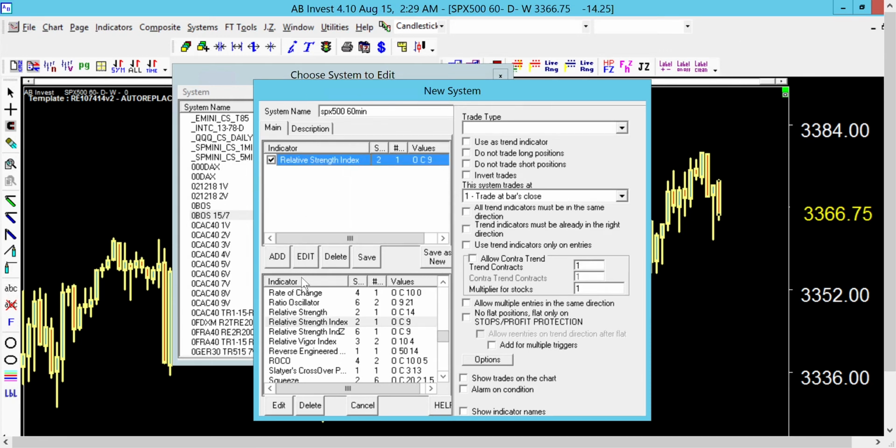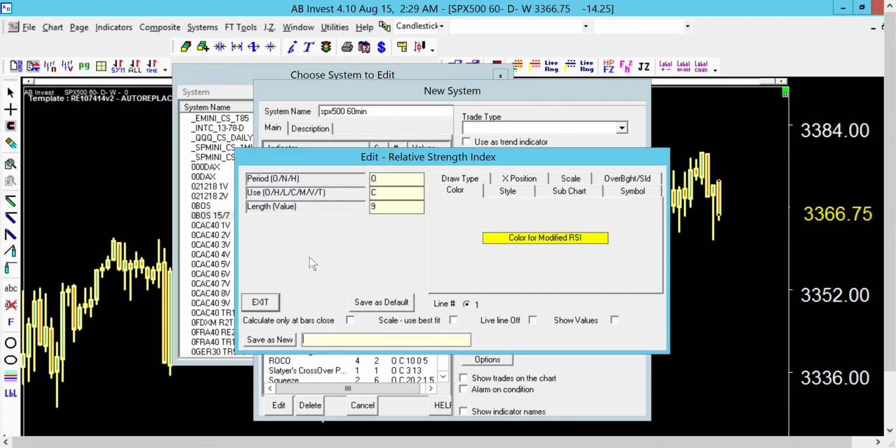As you know, the relative strength index is an indicator that evaluates the momentum and the magnitude of recent price changes for each period of time, and it's scaled between 0 and 100. Obviously 50 is the balance point of the indicator. So I used here 9 periods using closes, and here I'm going to change the overbought line to 65 and the oversold line to 35.